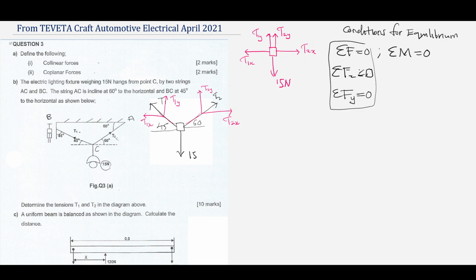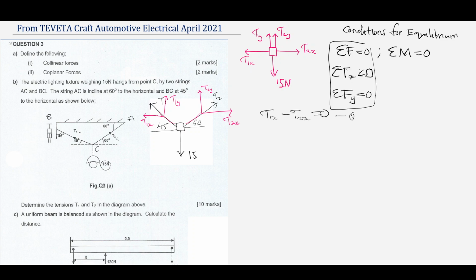The first equation will be this one here, where the summation of all forces should equal 0. For this one, we're going to get all the forces in the x-axis. For example, we have T1 and T2, and these are acting in opposite directions. So T1x minus T2x should equal 0 because they are going in different directions. So this is our equation 1.